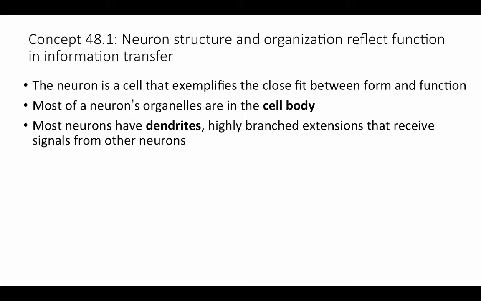Most neurons have dendrites, which are highly branched extensions that are going to have the function of receiving signals from other neurons. So these are going to be kind of the input centers, and having this highly branched structure is going to allow the neuron to receive input from a lot of other neurons.